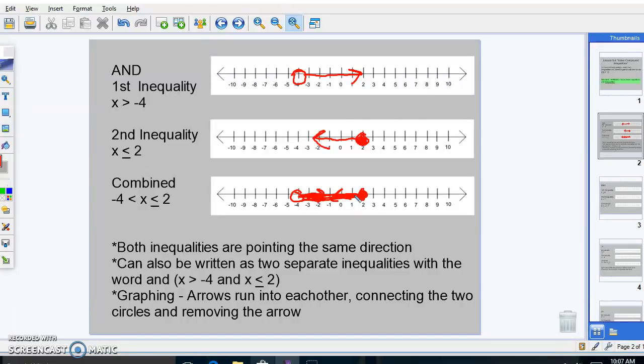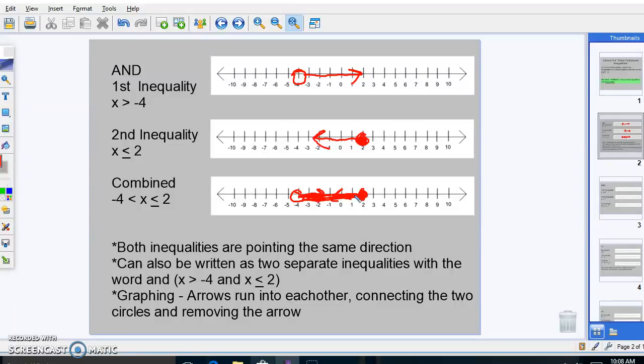What this tells us is that x can be anything bigger than -4, and it can also be anything including 2 or less than 2. So within that range of -4 to 2, it cannot be -4, but it could be 2. What we need to remember is that both inequalities are pointing in the same direction, which connects the two.